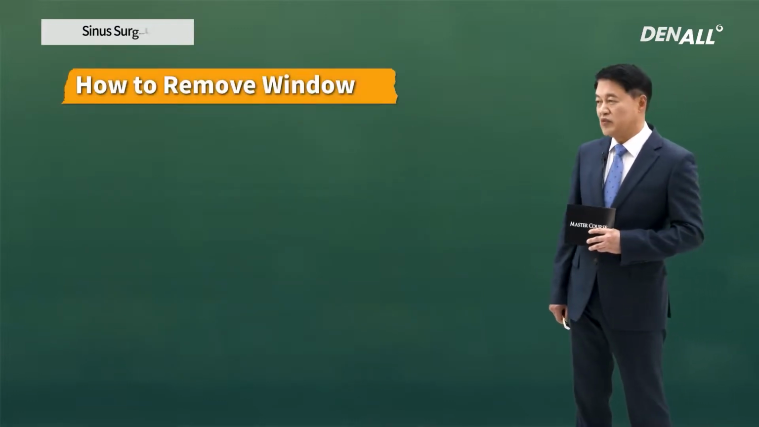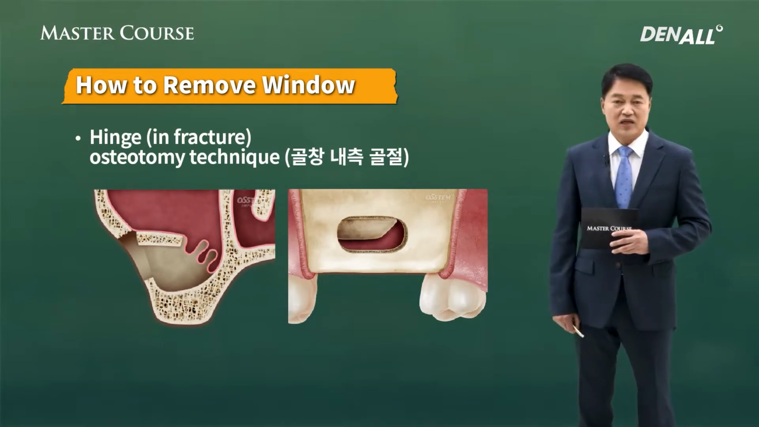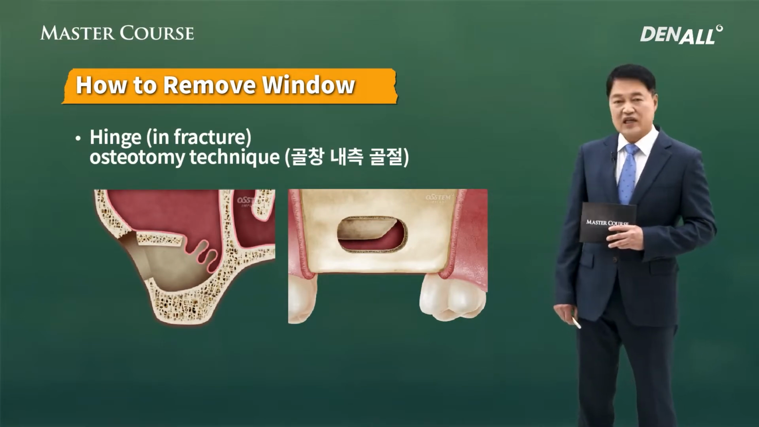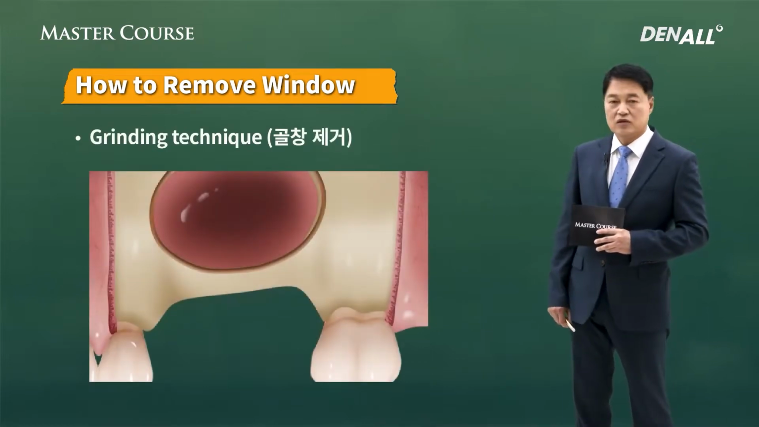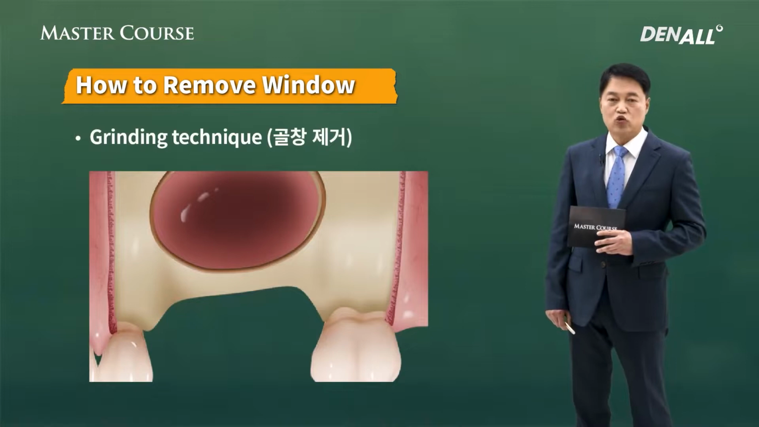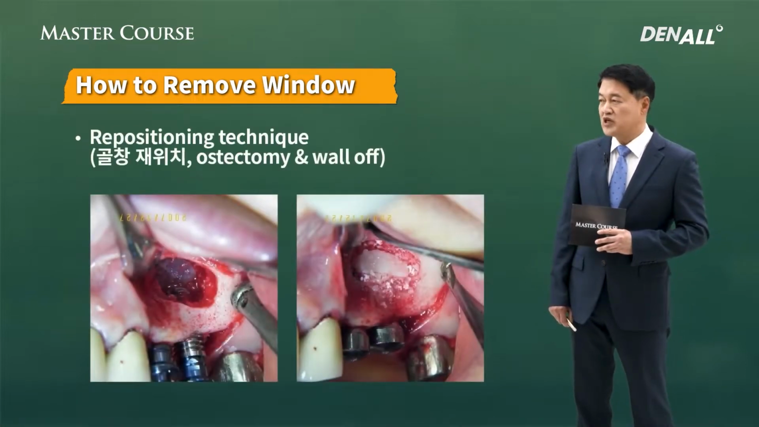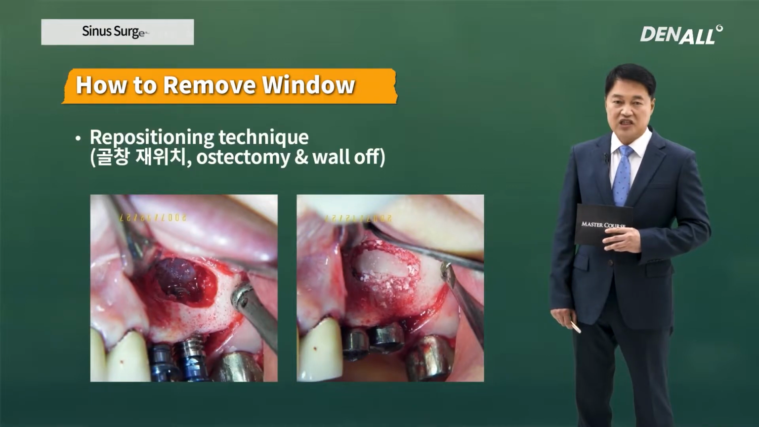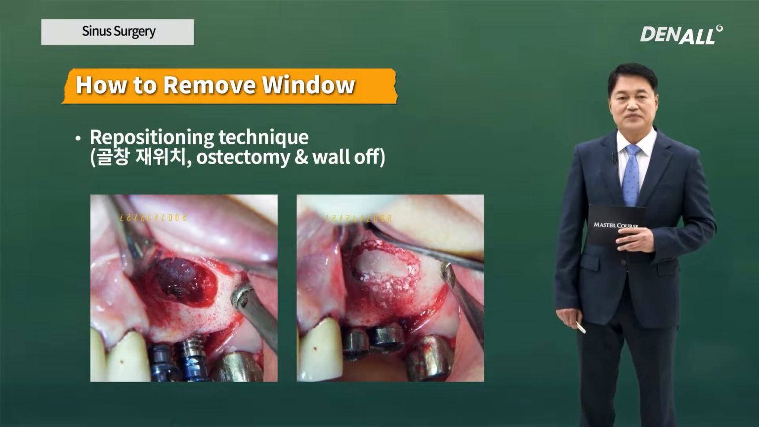Removing the window. First, in the past, you would fracture and put it in, and you'd use the hinge osteotomy technique, but we don't use it these days. Or people would use a grinding technique. It takes a long time and it's difficult to fill it. So normally, we don't use it.